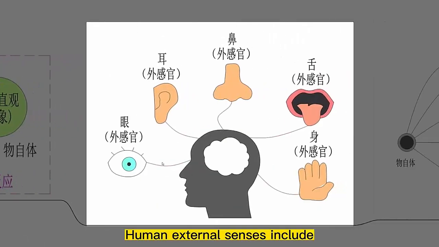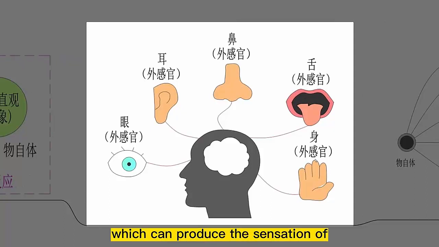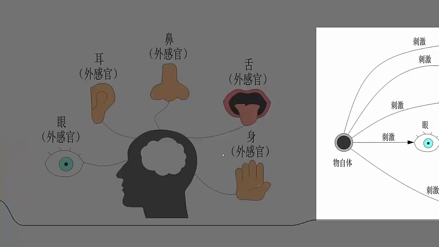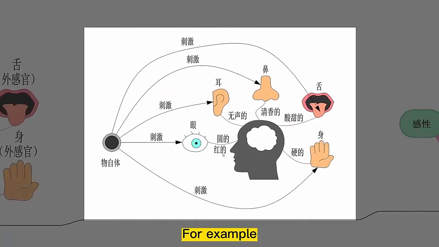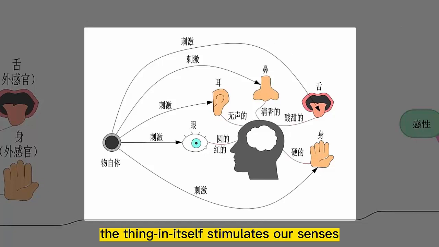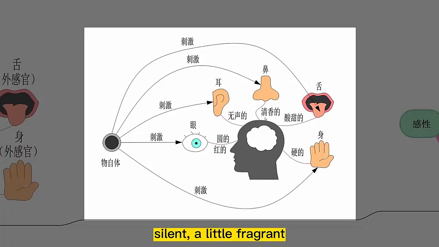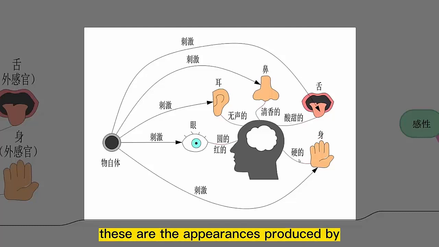Human external senses include eyes, ears, nose, tongue, and body, which can produce the sensation of color, sound, fragrance, taste and touch. For example, the thing in itself stimulates our senses, and our senses produce various appearances: round, red, silent, a little fragrant, sweet and sour, a little hard. These are the appearances produced by the thing in itself stimulating us, and these appearances together are miscellaneous appearances.